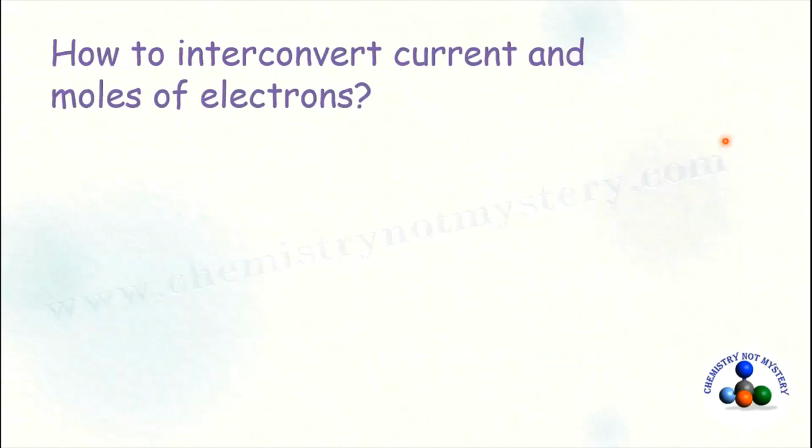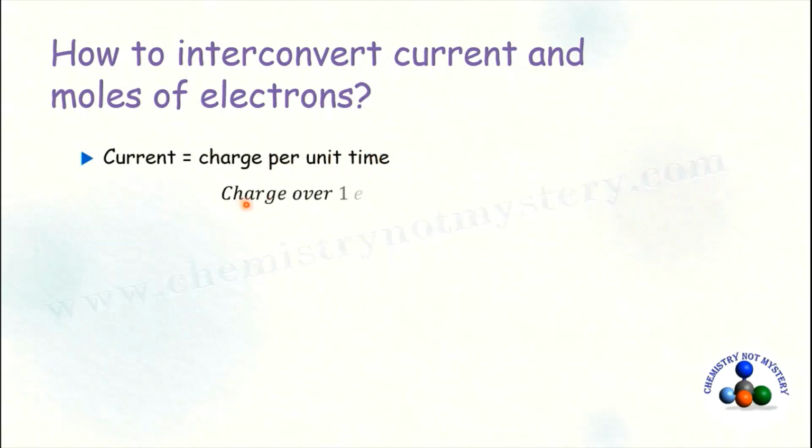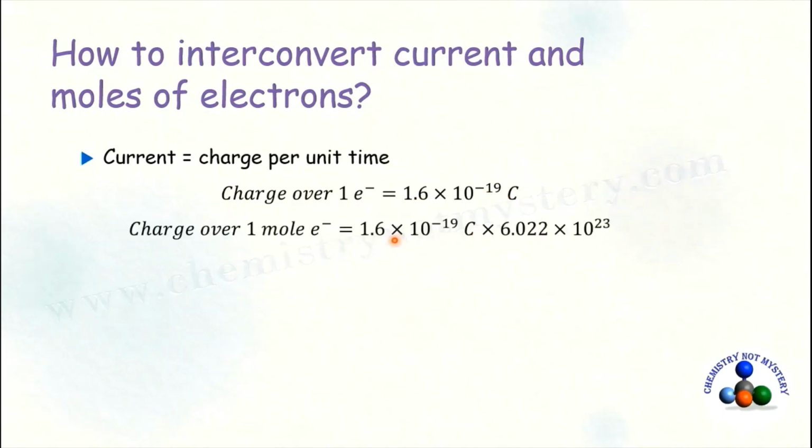So let's see how we can interconvert current and moles of electrons. Current is the charge per unit time. An electron is a charged particle. Charge over 1 electron is equal to 1.6 into 10 raised to minus 19 coulombs. So we can calculate the charge over 1 mole of electron as well. So here you have to multiply charge over 1 electron by Avogadro number, that is 6.022 into 10 raised to 23. When you solve it, you will get charge over 1 mole of electron is equal to 96487 coulomb.